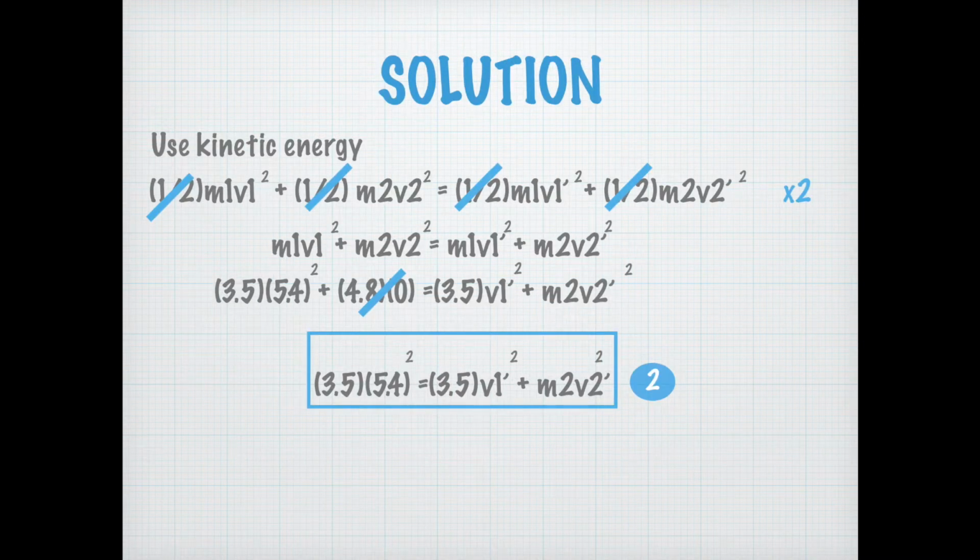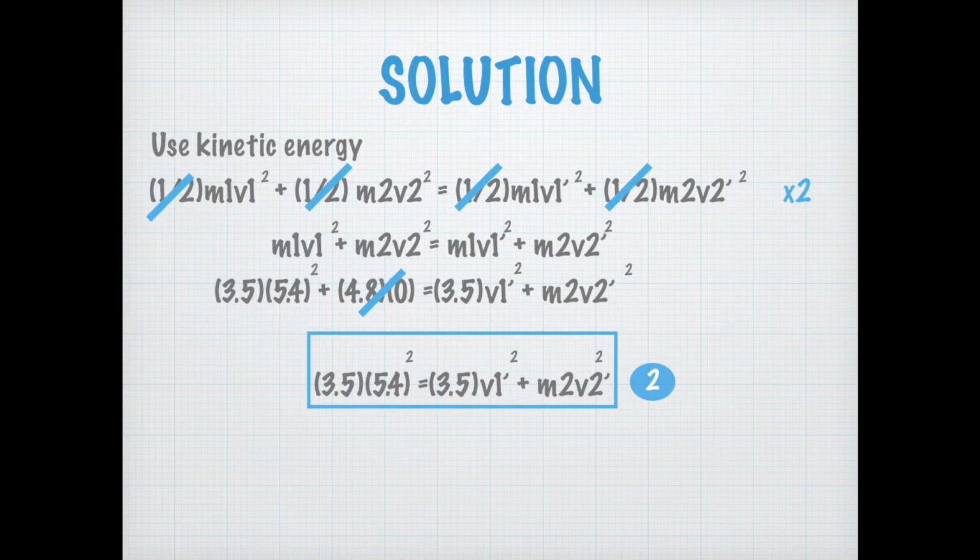So we can continue by using conservation of kinetic energy. So we know that kinetic energy is 1/2 mv squared, but to make our equation look simpler and cleaner, we're going to multiply it by 2, giving us m1v1 squared plus m2v2 squared equals m1v1 prime squared plus m2v2 prime squared. And then we sub in our givens, and we're given 3.5 times 5.4 squared equals 3.5 v1 prime squared plus m2 v2 prime squared.